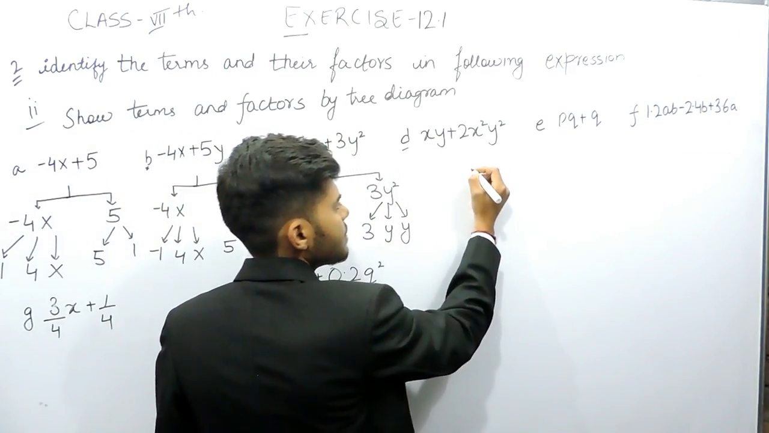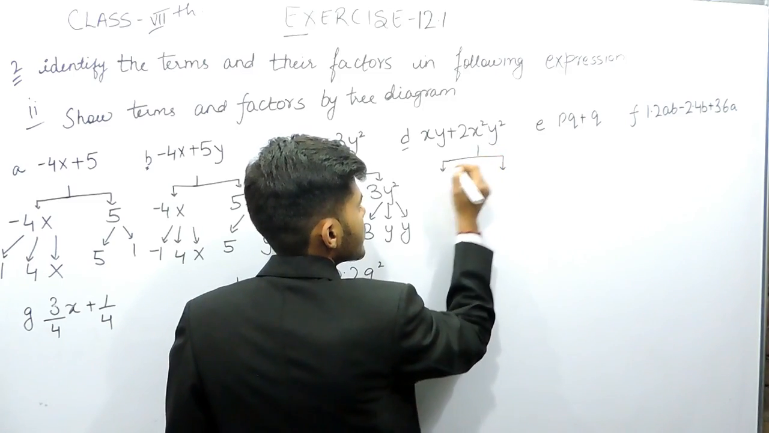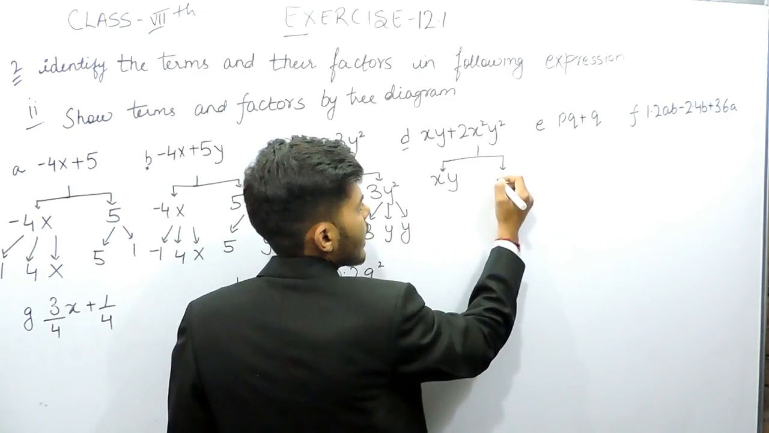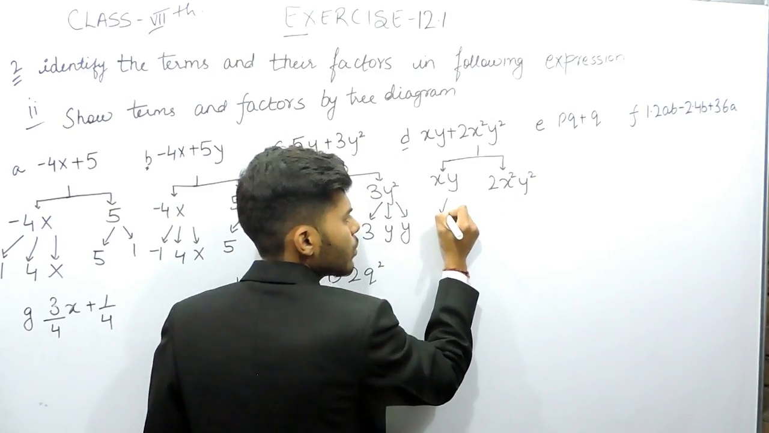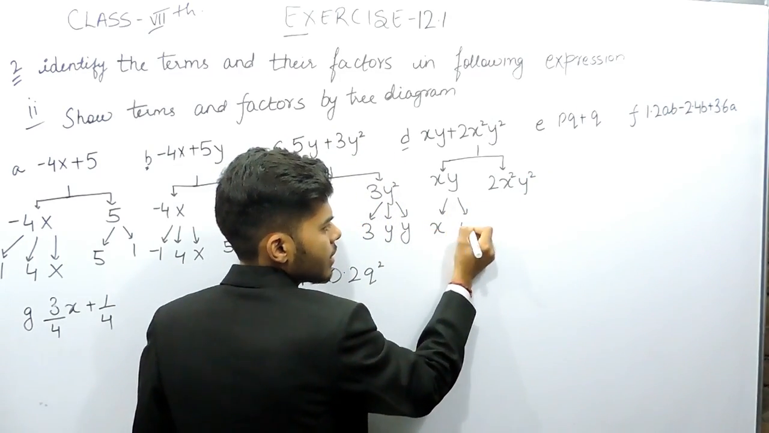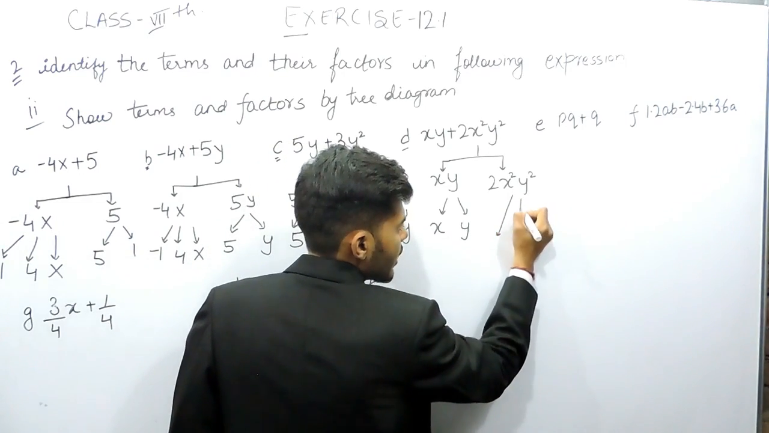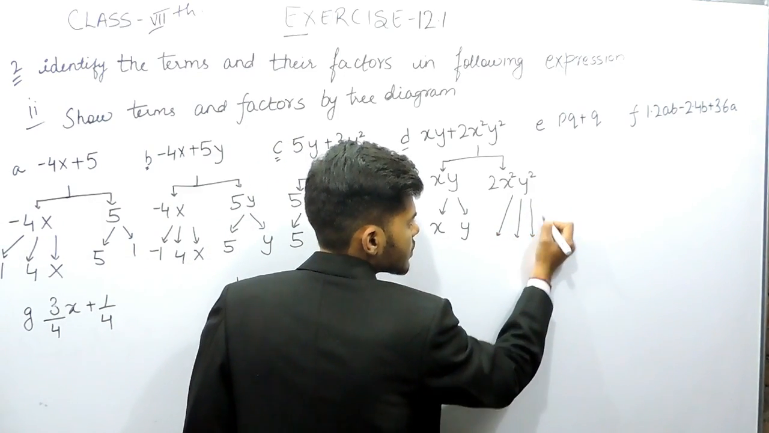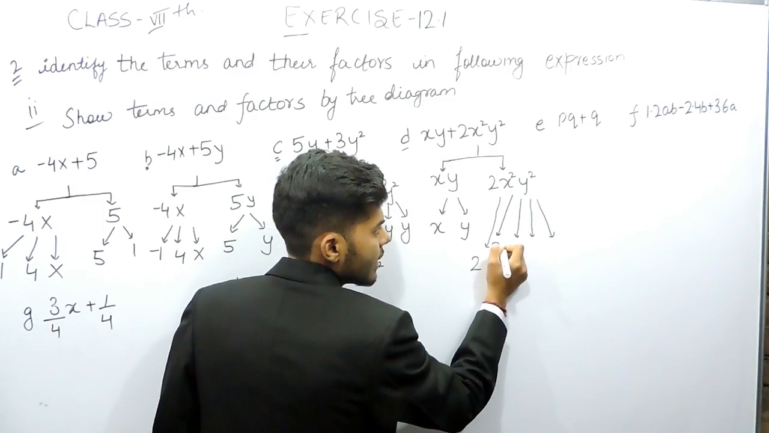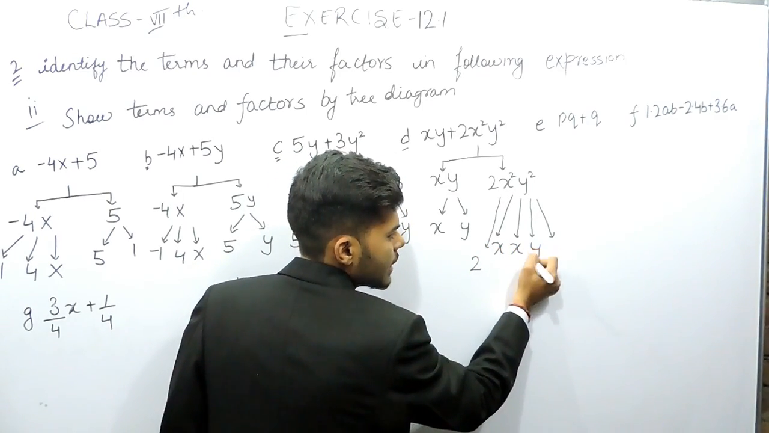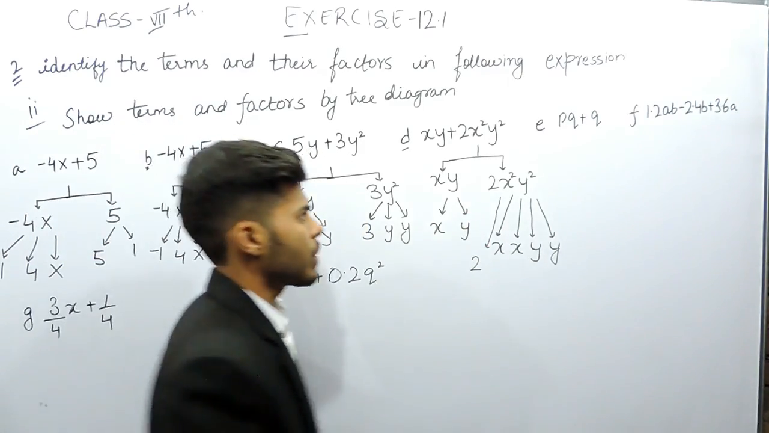Part D, here it is xy and it is 2x square y square. So we'll have two arrows, that means x and y, one multiplied gives us xy, and here we'll be having 5 arrows. 2 multiplied with x, multiplied with x, multiplied with y and multiplied with y. That will give us 2x square y square.